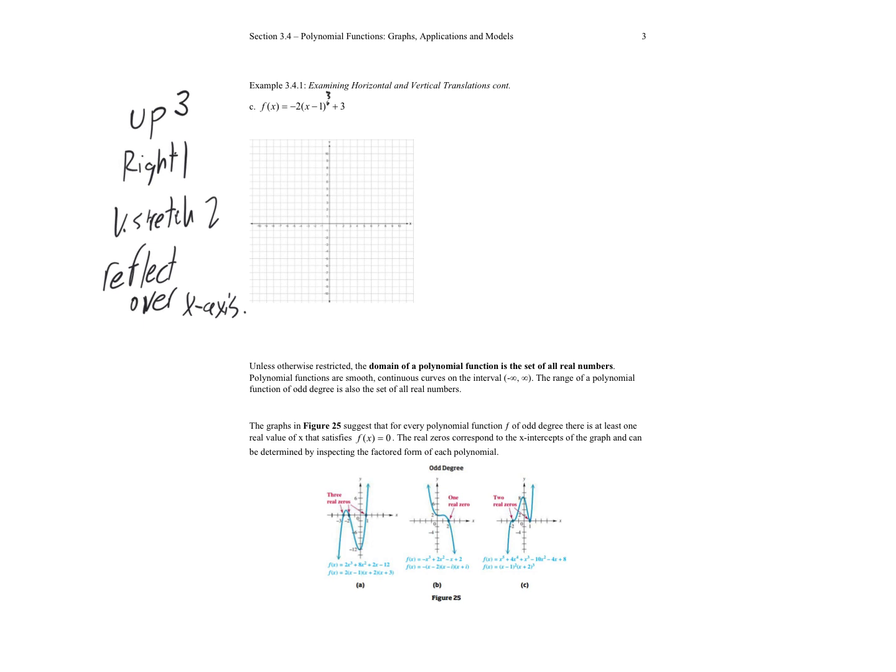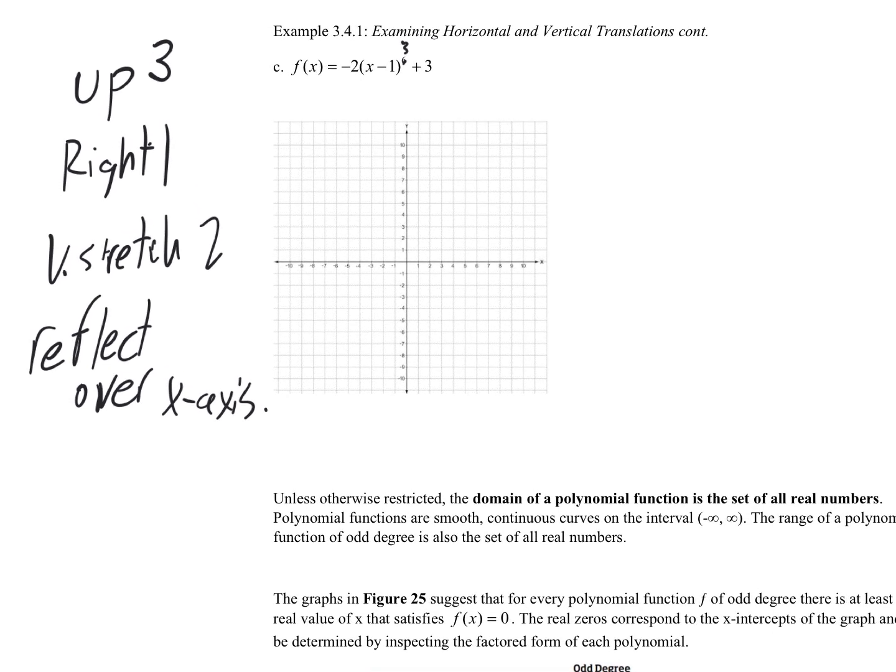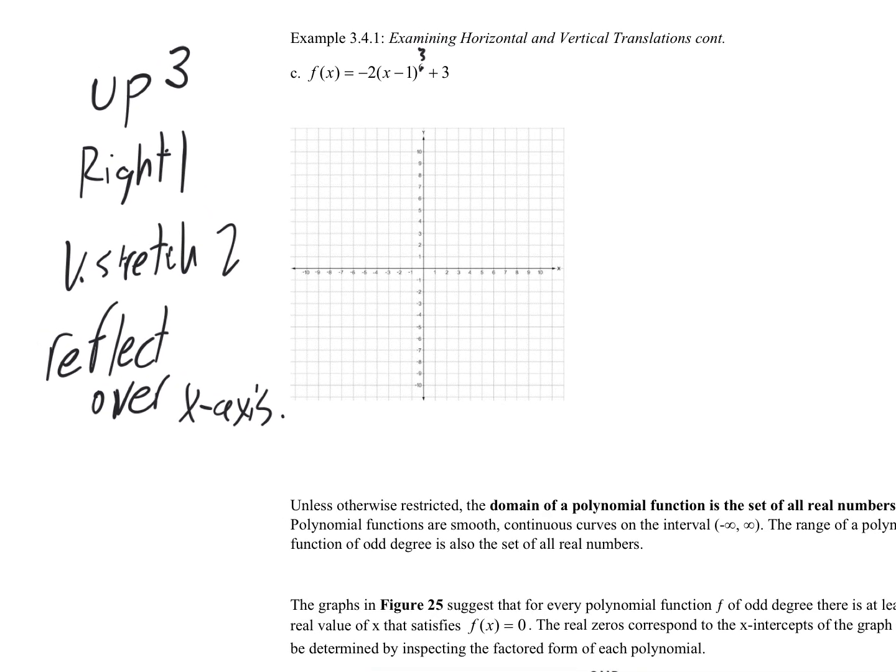Okay, so there's quite a few transformations going on here, but let's start with the first two, which are going to find us the center of this graph. So go right 1 space, and then let's go up 3 spaces. So here we go, right 1 and up 3. There we go, right there is my space.